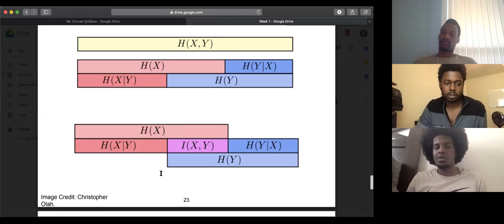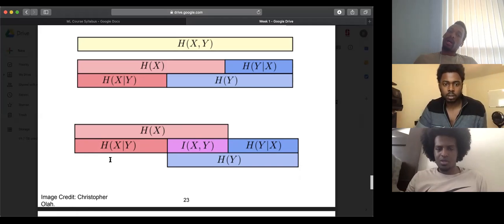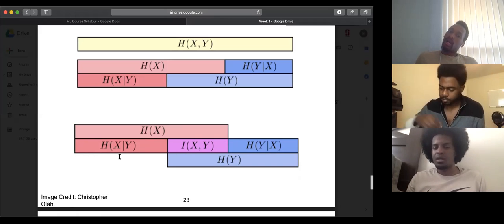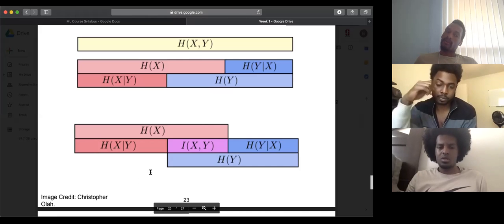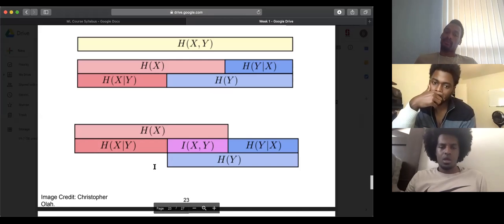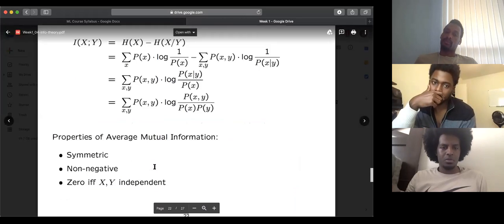But what that means is that what you're left over with from x is the unique information that you gain from knowing x. And that's what H of x given y is, at least when you're looking just at H of x. Let me go back up.